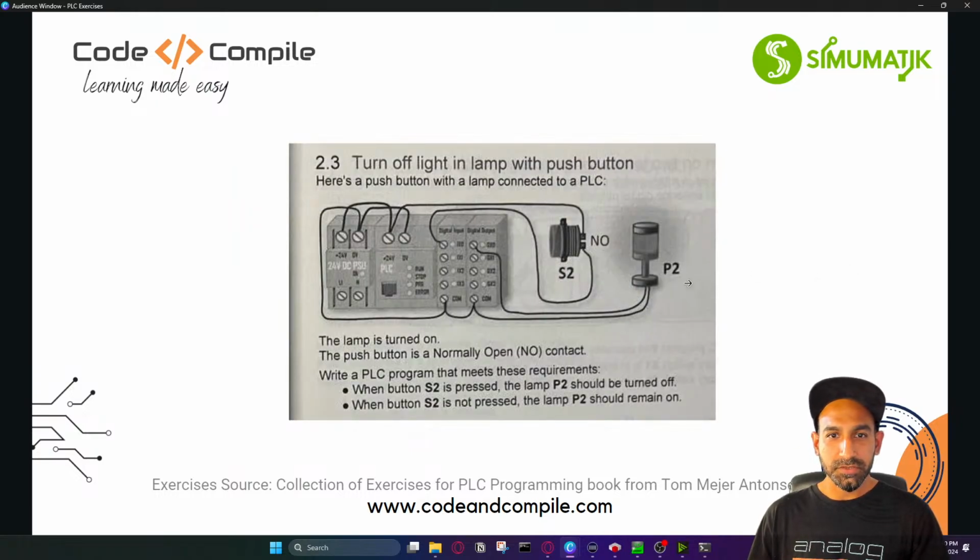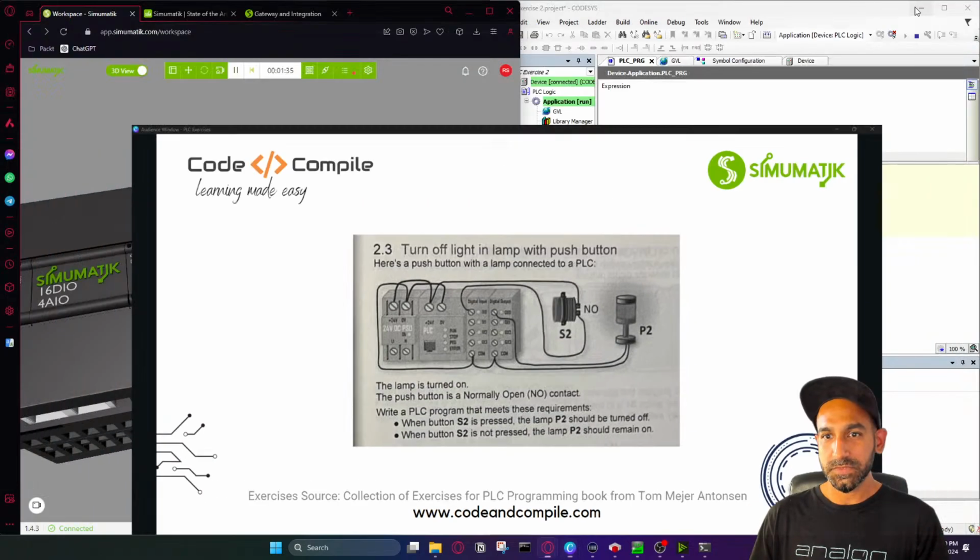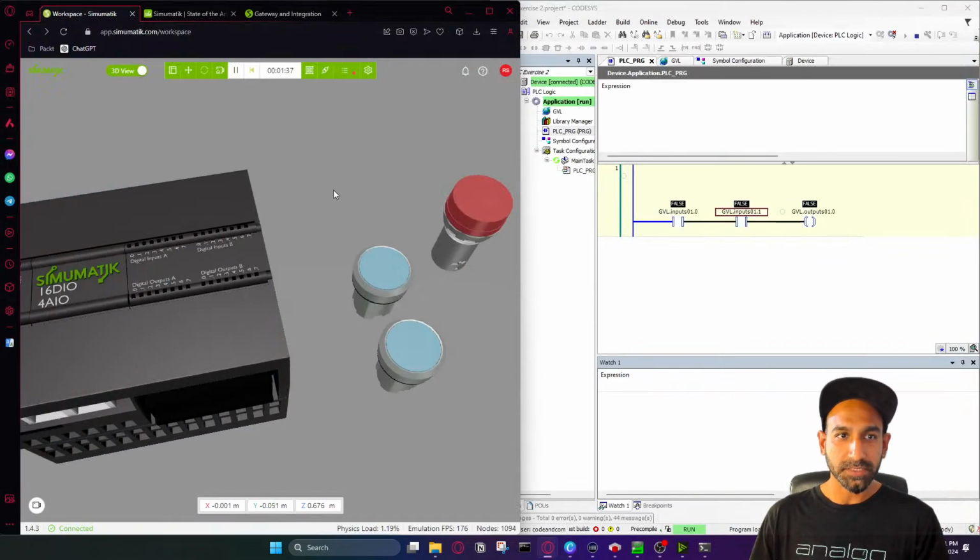So heading on to the next exercise, turn off light in lamp with a push button. When button S2 is pressed, lamp should be turned off. When S2 is not pressed, lamp should remain on. So it's basically like inverse logic. So very simple. We have to use just one button. We have to just use the NC of that.